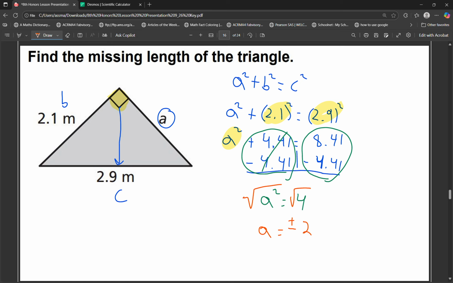Okay, now again, look at the context of the problem here. Notice you're measuring distance. Since we're measuring distance, A has to be positive, so A is going to equal 2 centimeters.